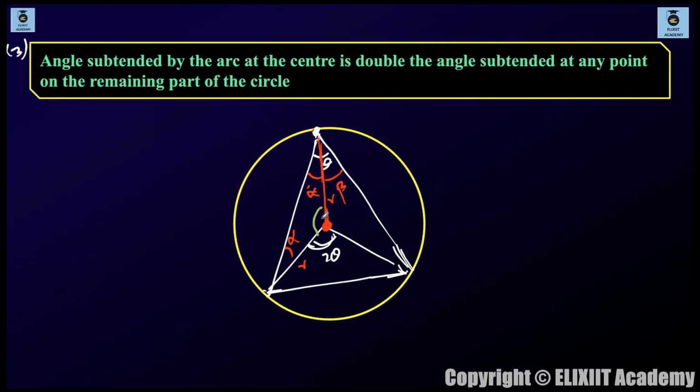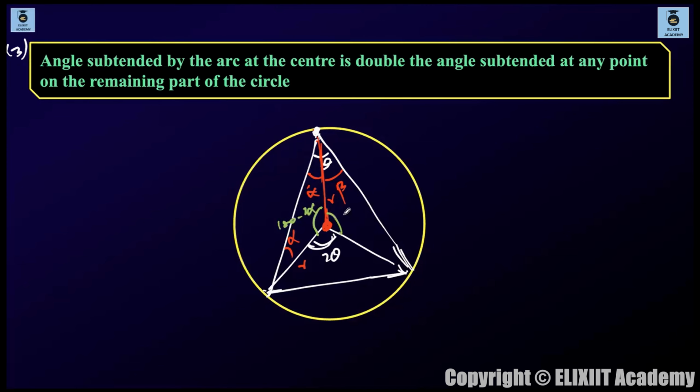How much is this angle? 180 minus the total angle, so the total is 360. Okay, fine. So 180 minus the remaining part is what? It's a triangle, so the remaining part is 180 minus 2 alpha. Similarly, how much is this part?